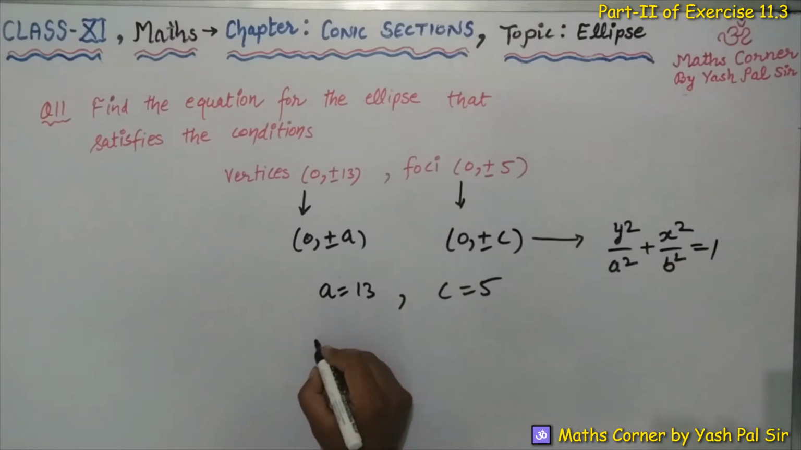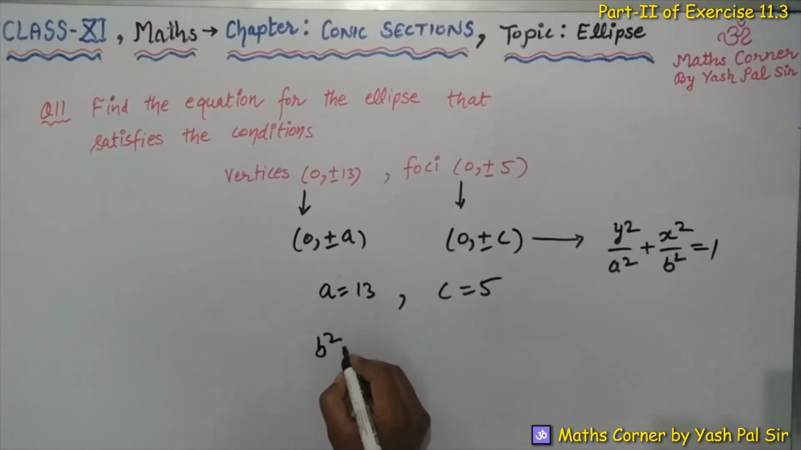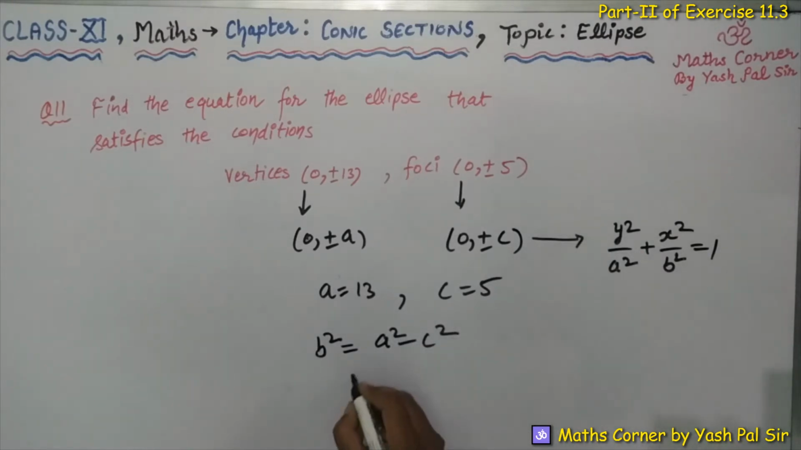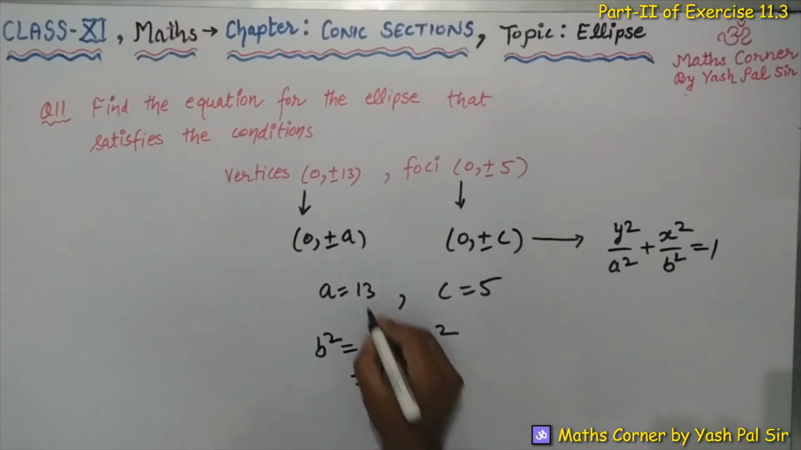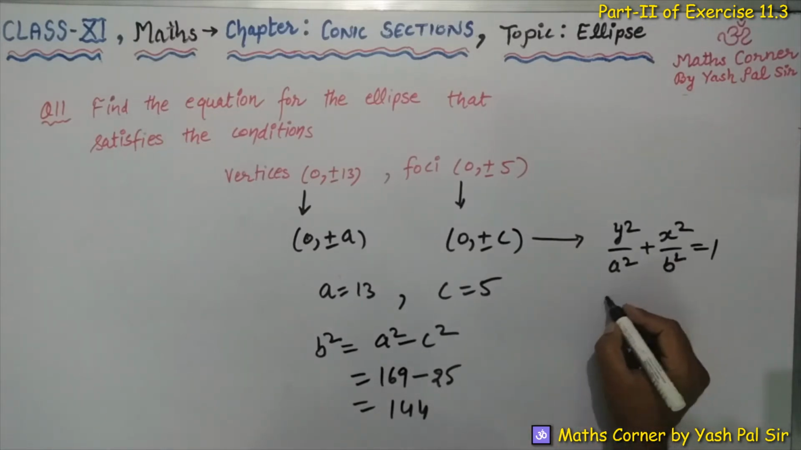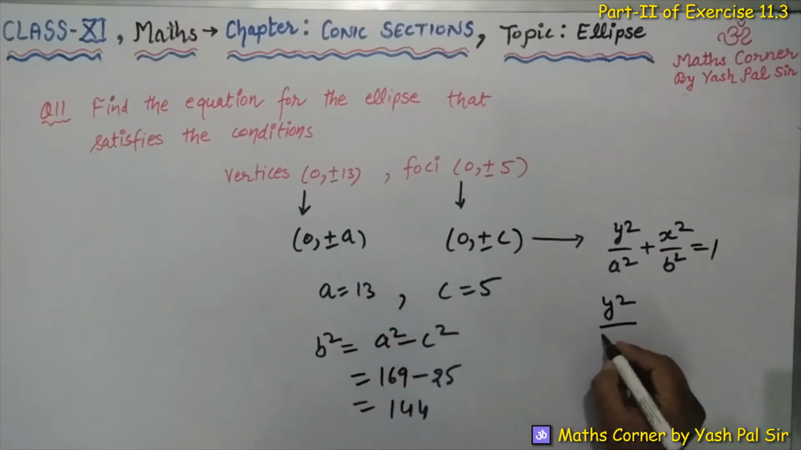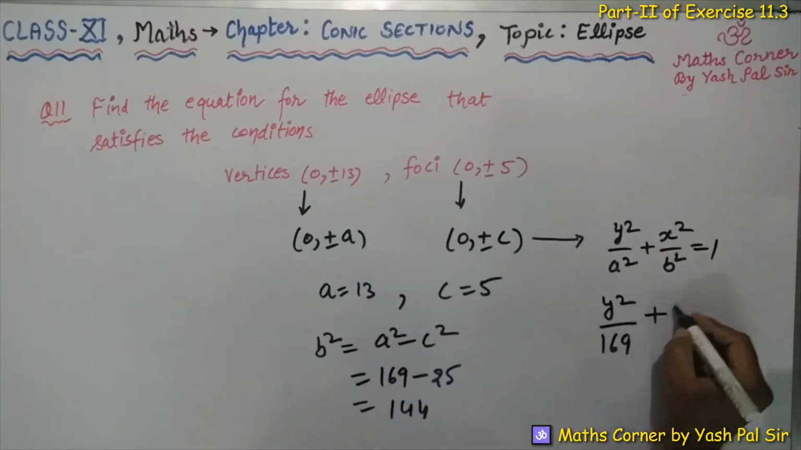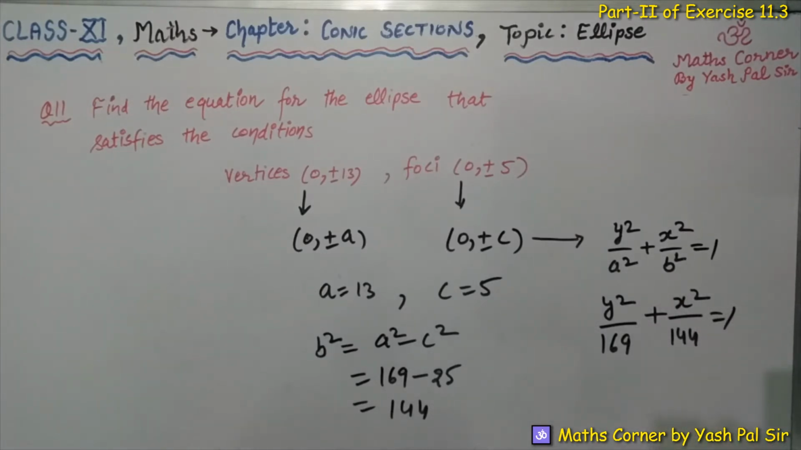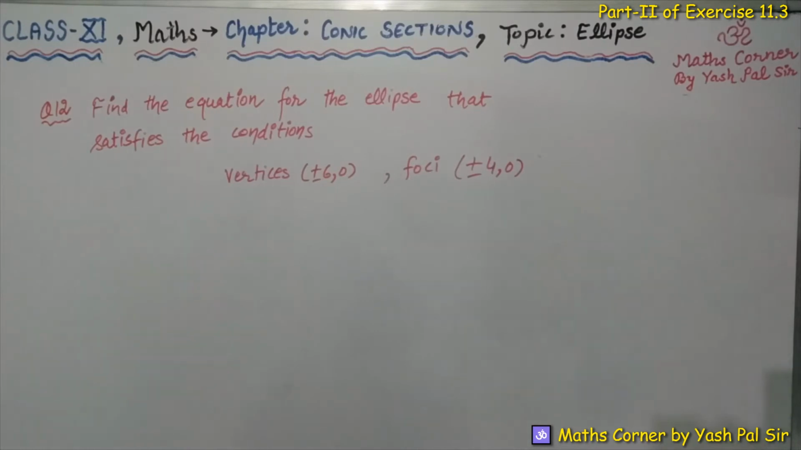That is, we can say b square is equal to a square minus c square. That is 169, 13 into 13, 169 minus 25, which is equal to 144. Right? So from here we have y square upon a square, 169, plus x square upon b square, 144, equal to 1, is the required equation of the ellipse.